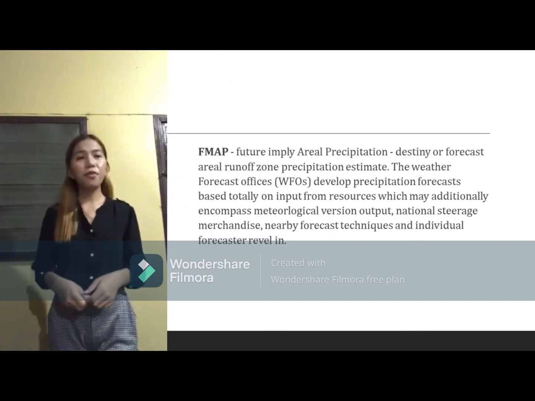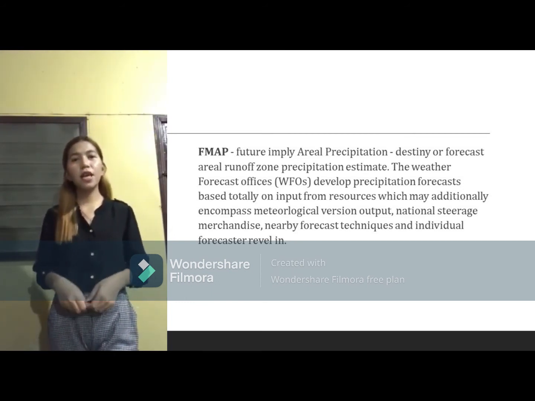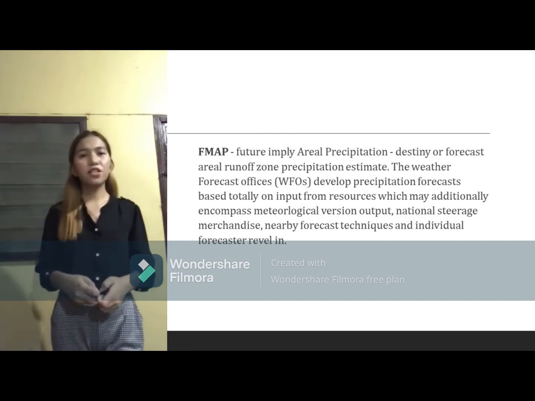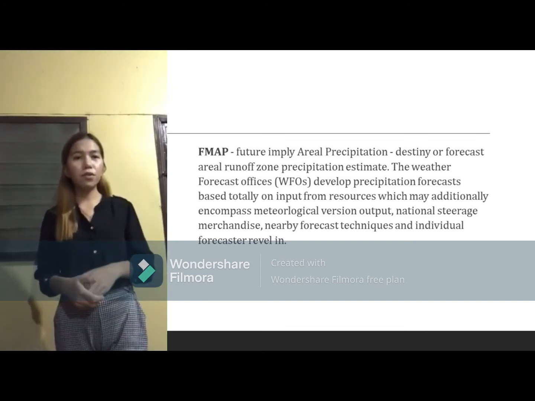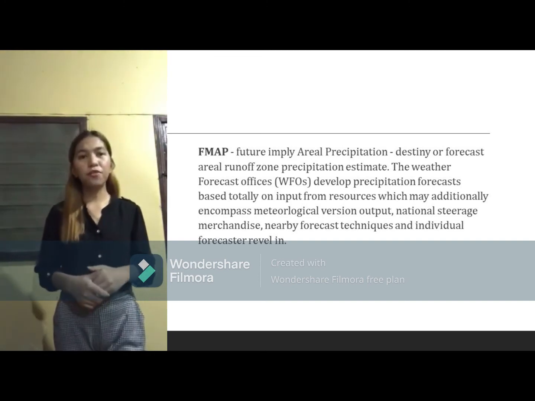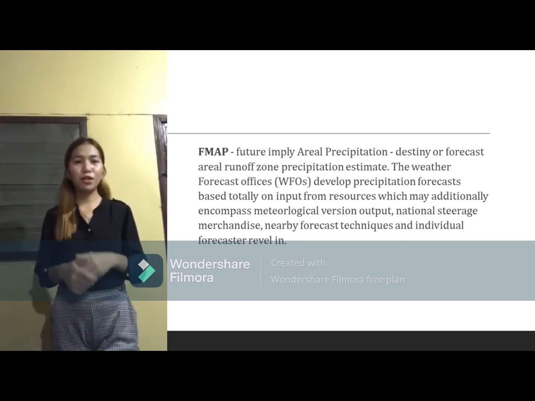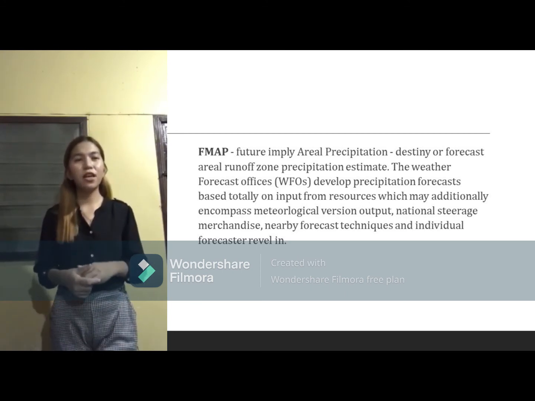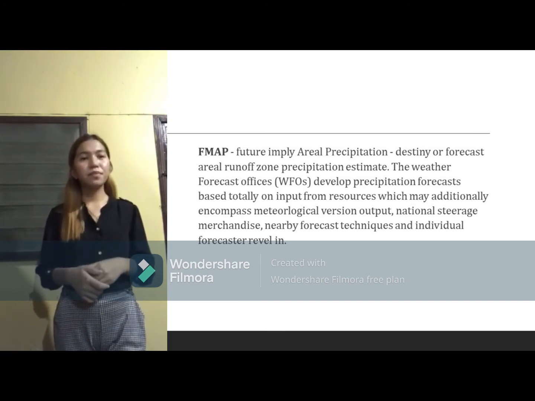So FMAP, future mean areal precipitation, or forecast areal runoff zone precipitation estimates. The weather forecast offices, or WFOs, develop precipitation forecasts based on input from sources which may include meteorological model output, national guidance products, local forecast techniques, and individual forecaster experience.